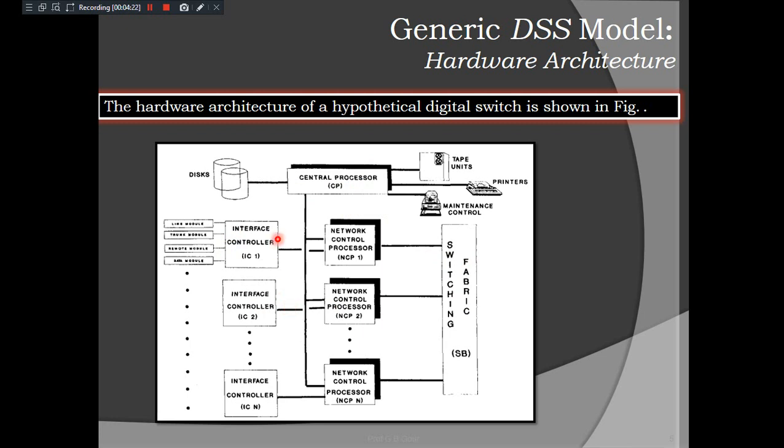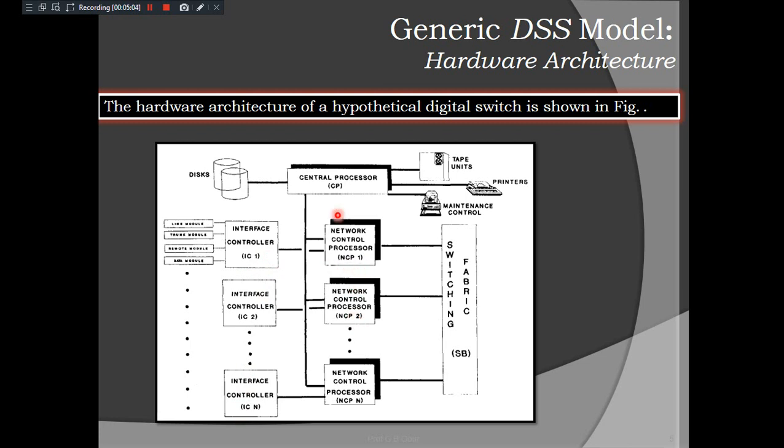As far as the hardware is concerned, in the first level you can see line modules, trunk modules, and remote modules, etc. directly interfacing with the interface controller. This interface controller, via NCP or not via NCP, directly or indirectly, is connected with the switching fabric SP. We already saw a different version of this similar block diagram in the last part. We will have more interface controllers here; we are observing IC1 to ICN.